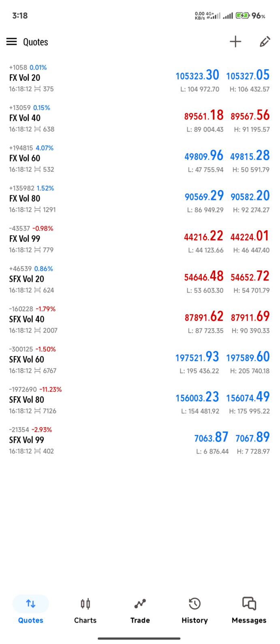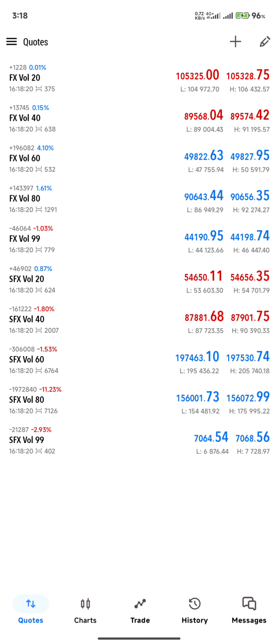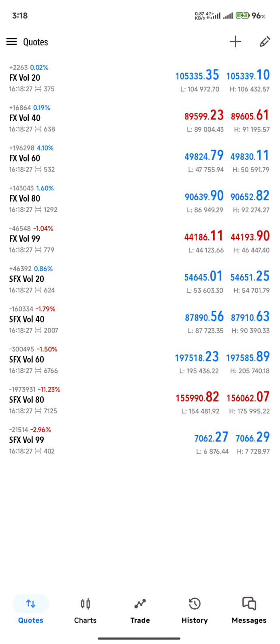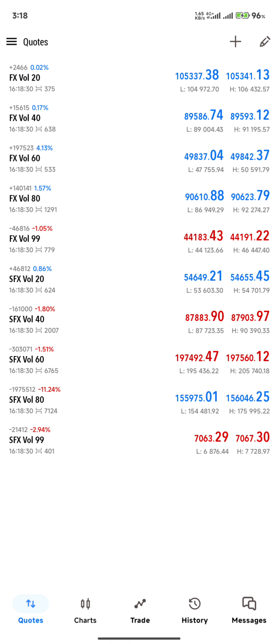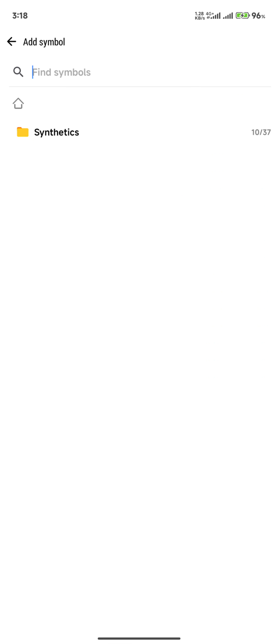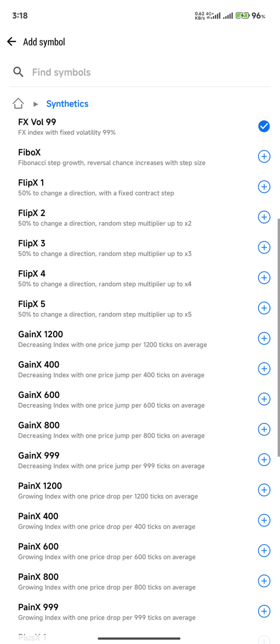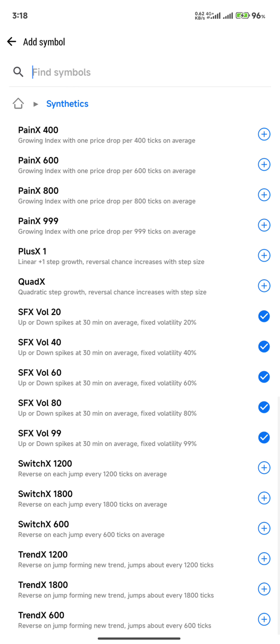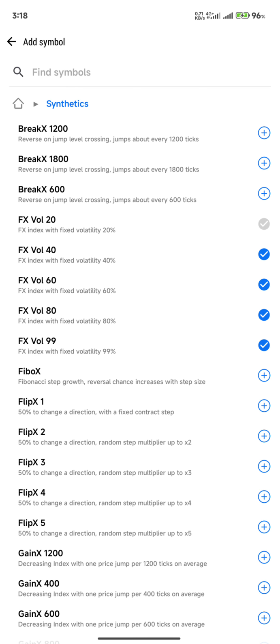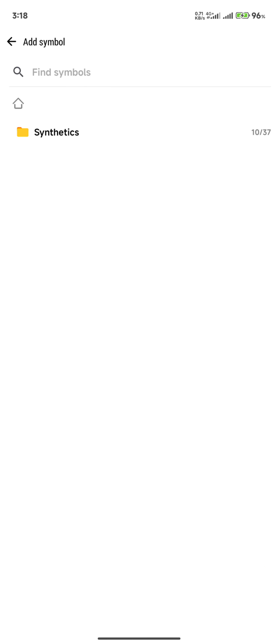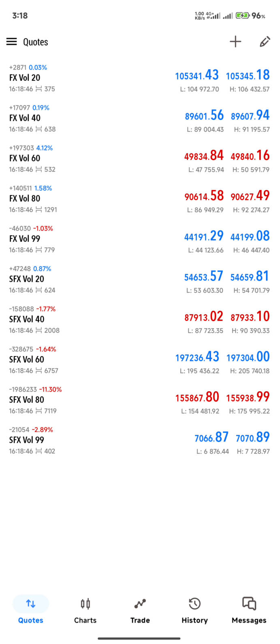So someone asked us to do a brief analysis on how to analyze synthetic indices on this particular broker. This is Weltrade broker. They also offer their own synthetic indices, just like Deriv. You can see FX Volatility 20, SFX and so on. Mind you, this is the first time I'm trading with them, so see their various synthetic indices they offer. So let's just pick a pair and make an analysis together.